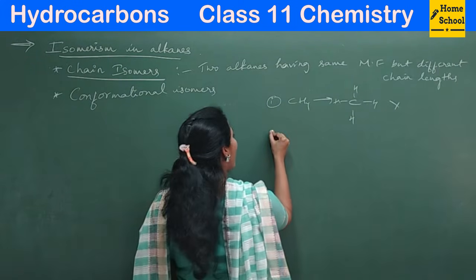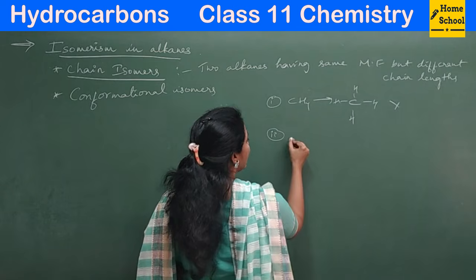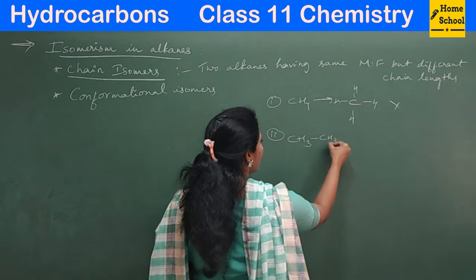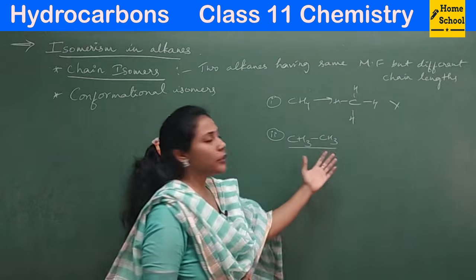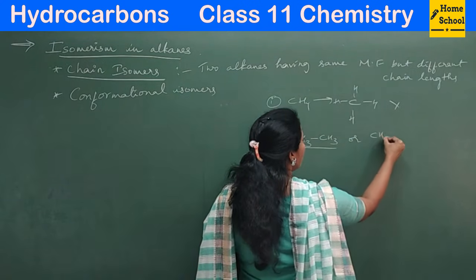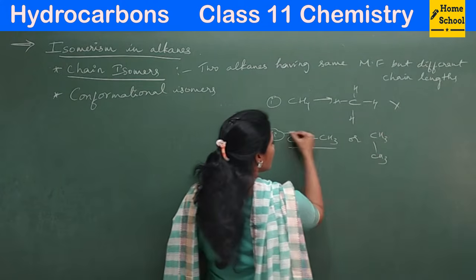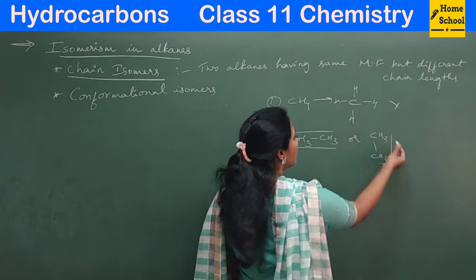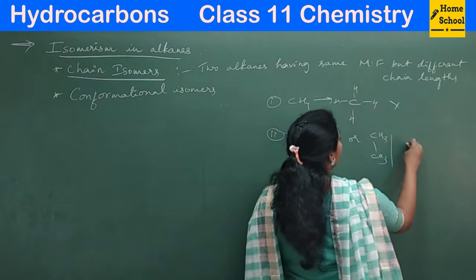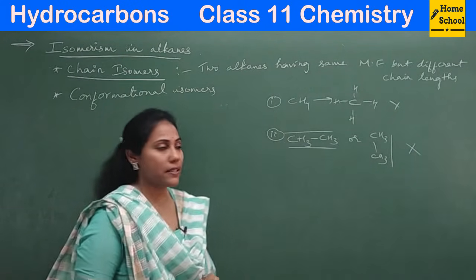Suppose you have a 2 carbon containing alkane. What is a 2 carbon containing alkane? CH3, CH3. This is the only way of writing 2 carbon atoms. Writing this is similar to writing this. So this is the only possible way of writing a chain. Even in this case, you will not observe chain isomerism.